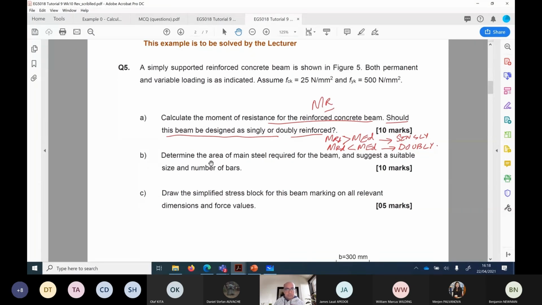And secondly, determine the area of main steel required for the beam and suggest a suitable size and number of bars. Now if it is singly reinforced, main steel will just be As1, the tension steel. If it is doubly reinforced, then steel is going to be main tension steel and compression steel. And then finally, draw the simplified stress block for the beam, marking all relevant dimensions and force values.